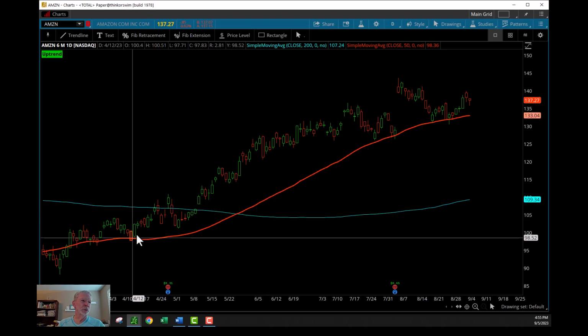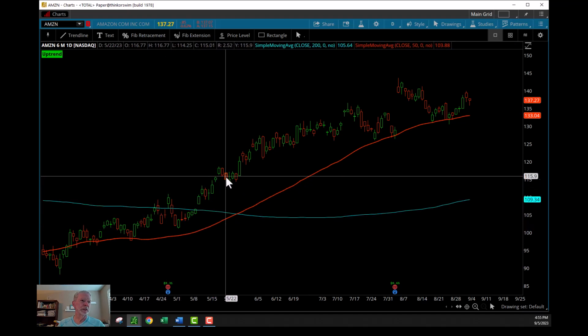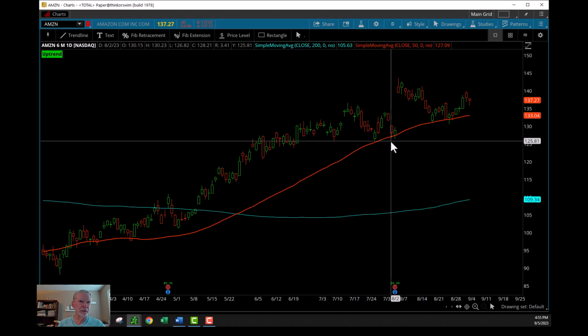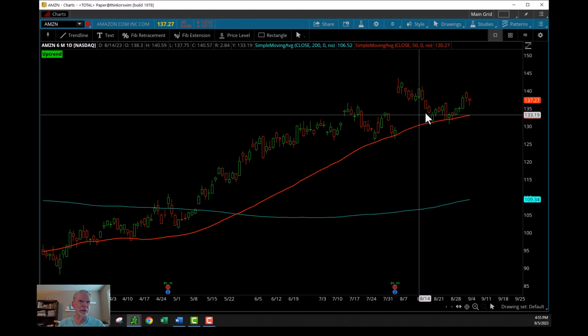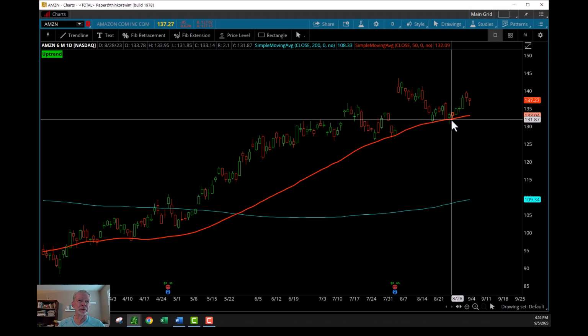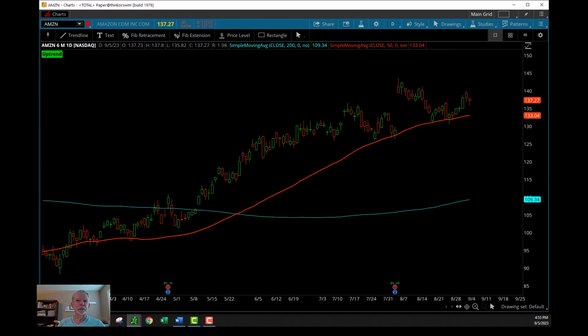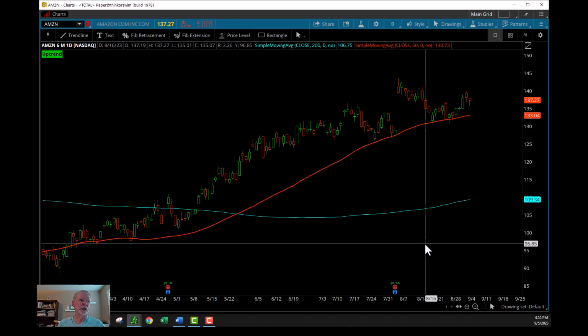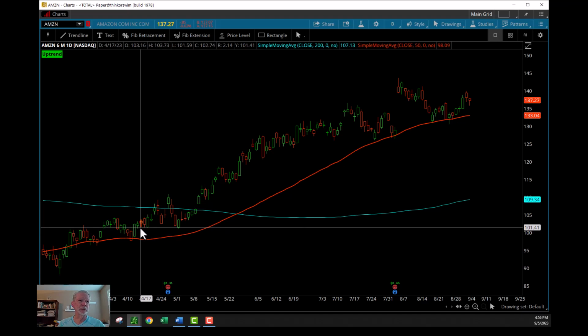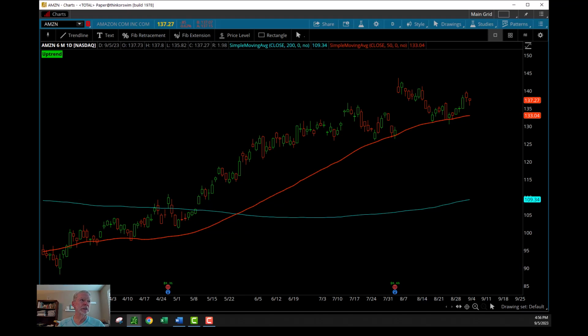You may get whipped out in and out sometimes. For example, you could have been whipped out here. It crossed, but it did not close below. This one crossed, but did not close below the 50-day average. But there's no guarantees. But if you had a strategy of getting in when it crosses above and getting out when it crosses below, that takes all the emotion out because you're working your plan.